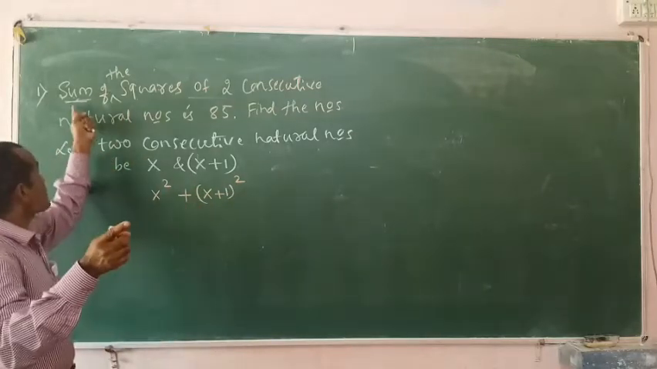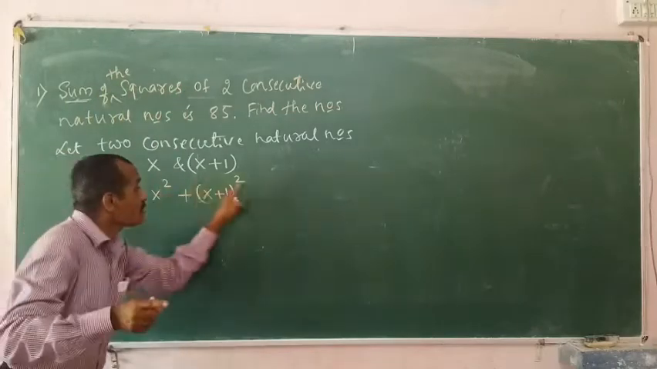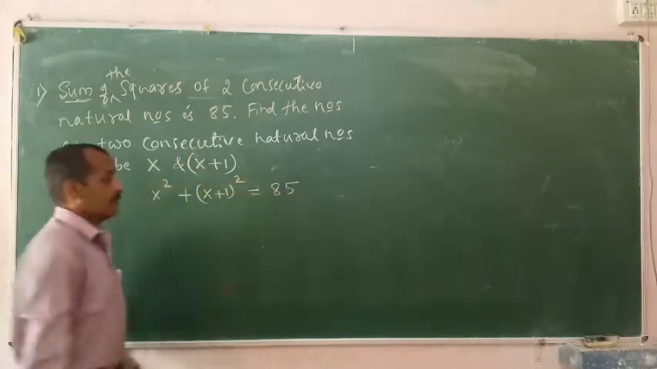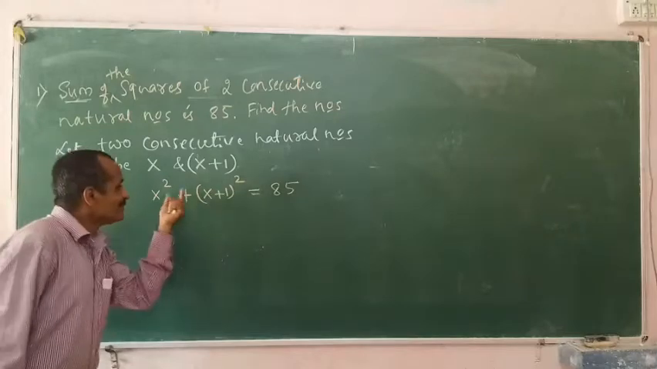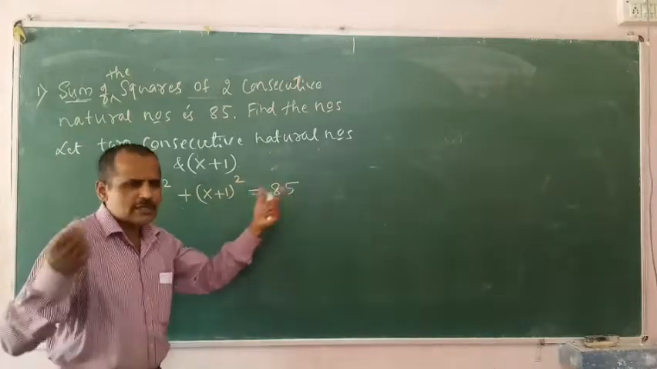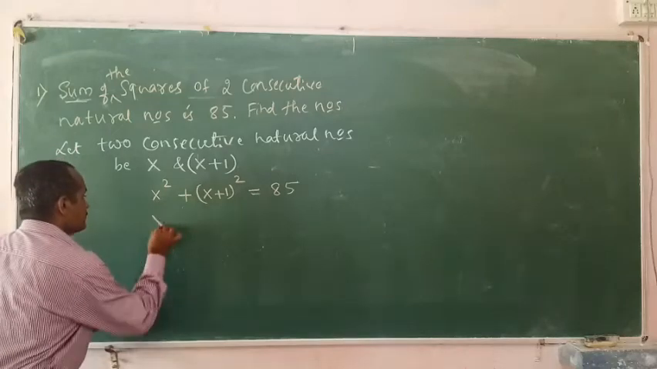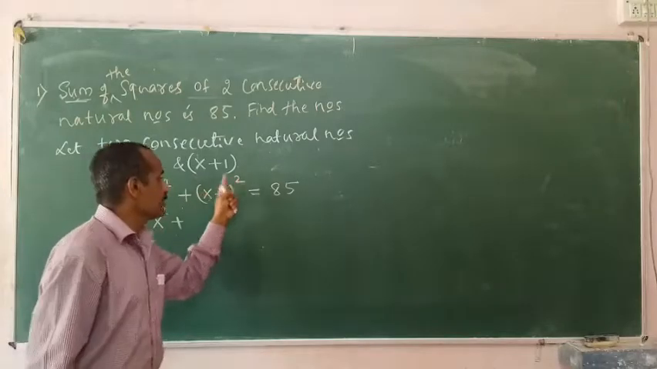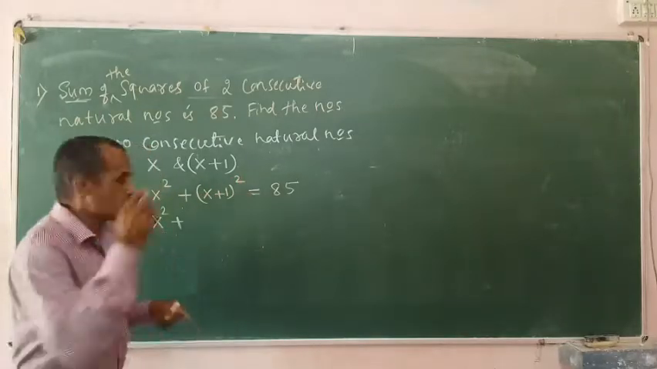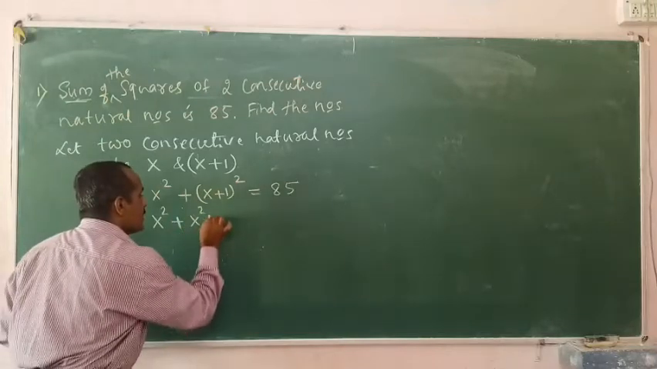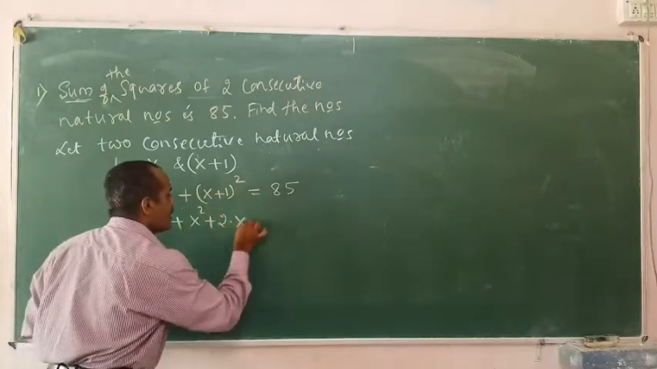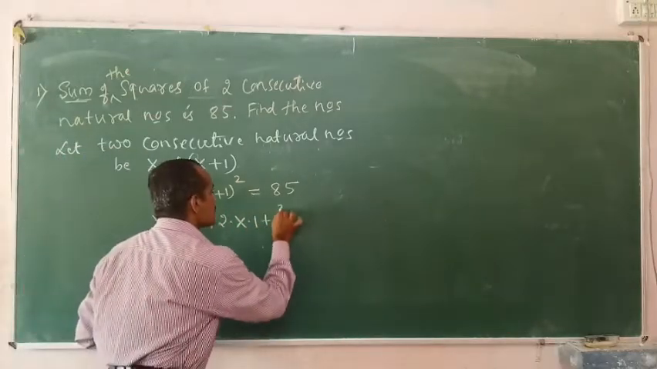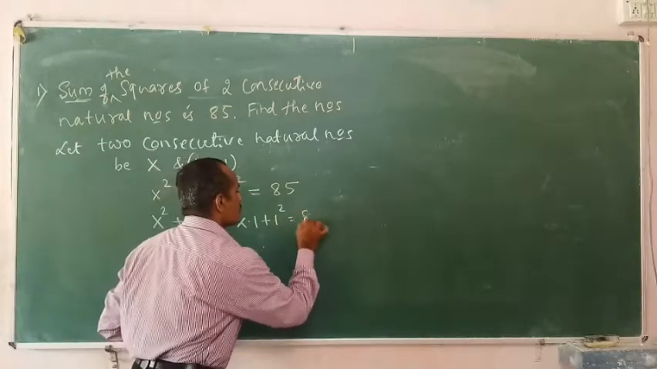See the sentence: the sum of the squares of two consecutive natural numbers is 85. Make them square, then add, the total will be 85. Now we can solve the problem. It is x square plus x plus 1 the whole square. This is the form of a plus b the whole square: a square plus 2ab plus b square. A square is x square, plus 2ab, plus b square. B square is 1 square, equals 85.